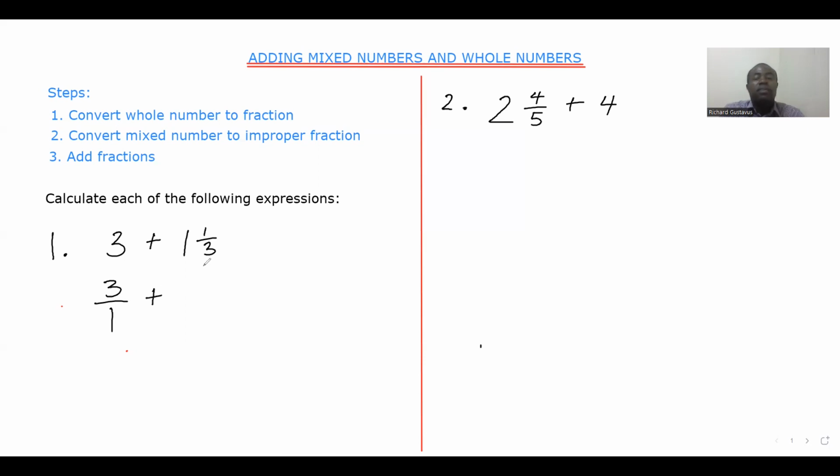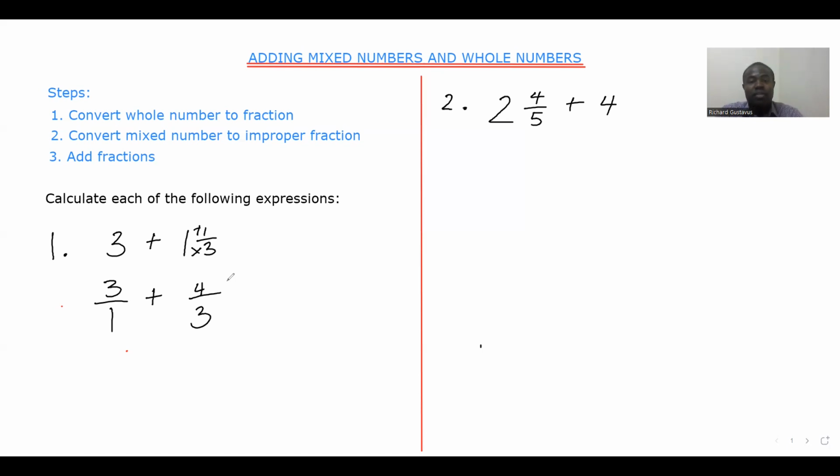Step 2 is to convert the mixed numbers to improper fractions. So let's do that. I have done extensive work on converting mixed numbers to improper fractions. If you have not seen those videos, take the time out and watch them in your spare time. Now, 1 1/3 can be converted to 3 times 1, which is 3 plus 1, which is 4. That's 4 over 3.